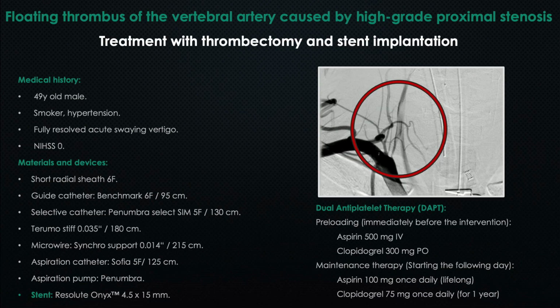Hello, dear colleagues. My name is Al Muhammad, and today we have a floating thrombus of the right vertebral artery due to a high-grade proximal stenosis, which we've treated with an aspiration thrombectomy and stent implantation.